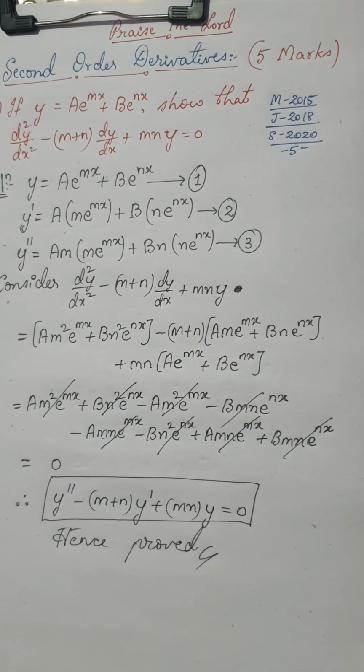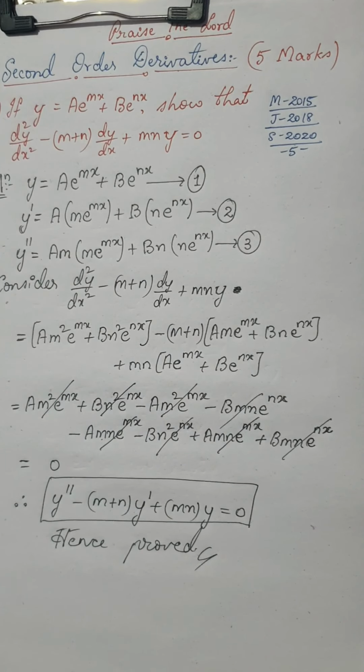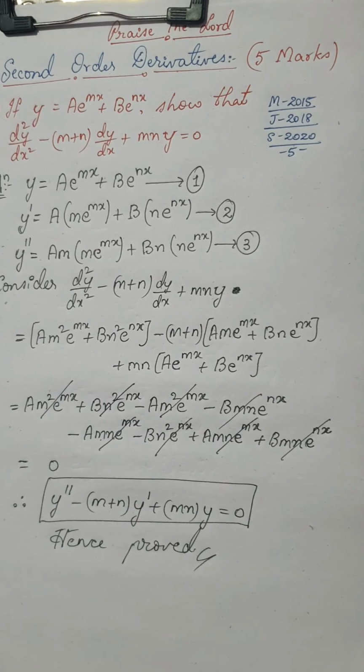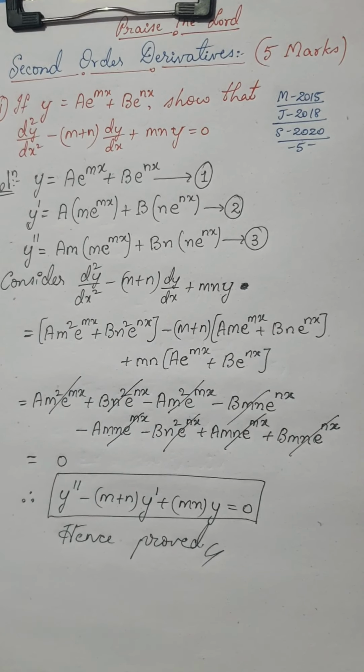Okay, so this procedure will claim you 5 marks easily. Is it clear? So you can easily get 5 marks. You have to practice the sums once or twice. You can easily get it. Okay, shall we move to the next question?